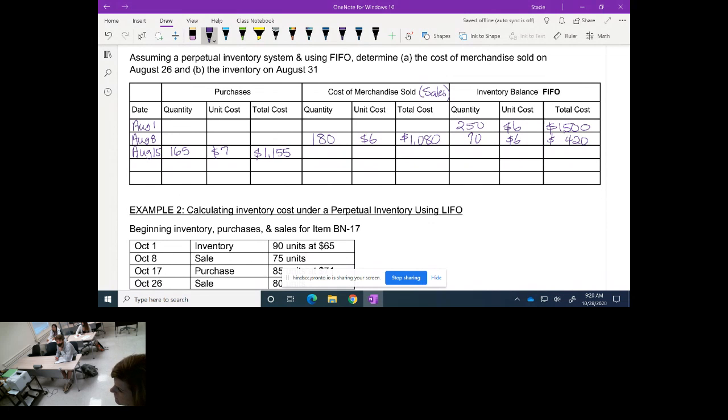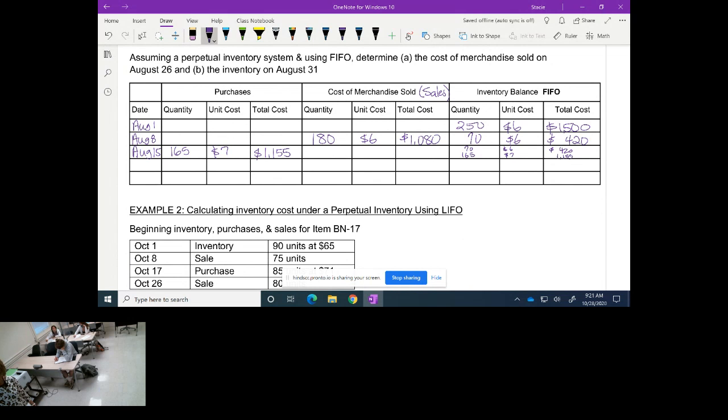We have to keep up with each batch separately because we're doing first in, first out, or last in, first out. FIFO, LIFO, you have to keep up with it. So we've got to keep these separate. You can either do them on the same line or use two lines. It's up to you. Now we have 70 units at $6 for $420, and we have 165 at $7 for $1,155.